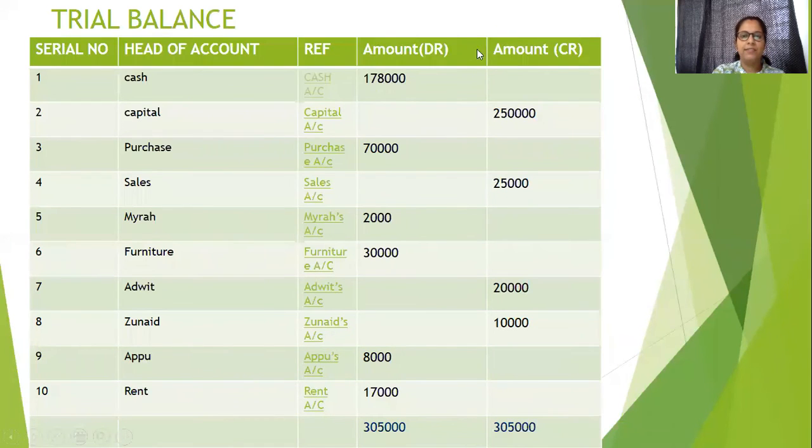Amount we will check. We will write whether it is debit or credit, and then we will total it. Both the sides should be equal. So when I totaled it, it came to 3,05,000. It means whatever postings I have done is correct. So accountancy helps in cross verifying also. So this is all about ledger account and trial balance.